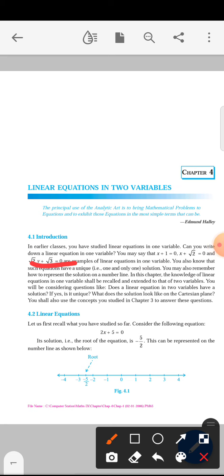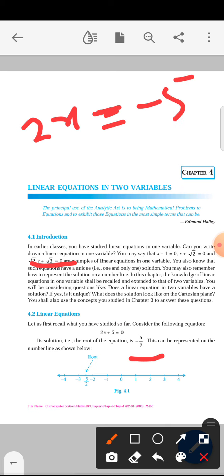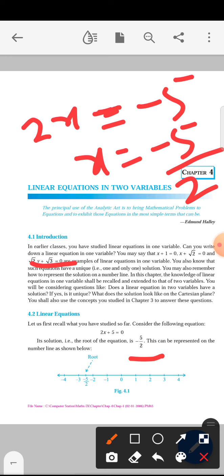Okay, suppose you have the linear equation 2x plus 5 equal to 0, where the highest power of x is 1 and only one variable is there, which is x, no? So the solution of this equation is minus 5 upon 2, because if we transpose, 2x equal to minus 5, and the value of x equals minus 5 upon 2. Okay, which is written there.